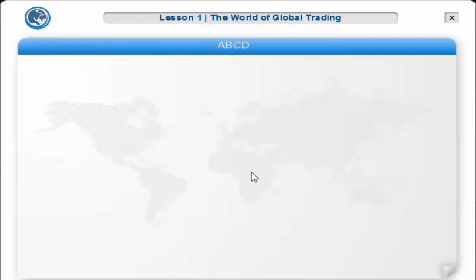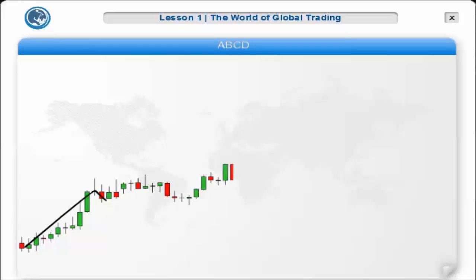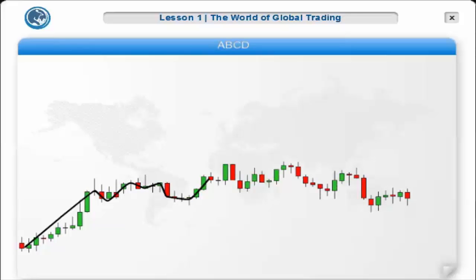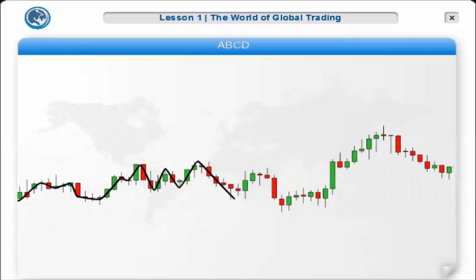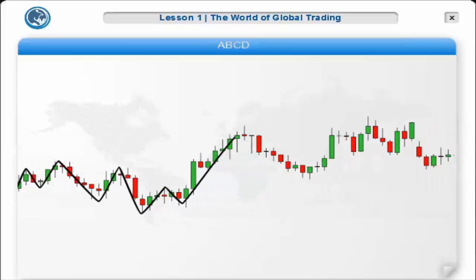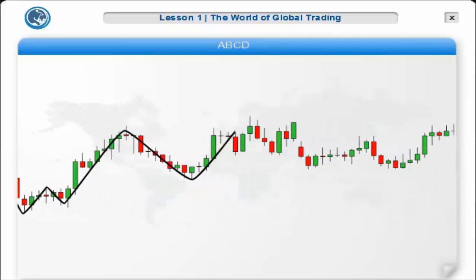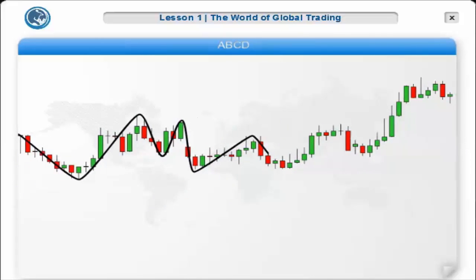A, B, C, D. The market is forever moving in waves. What goes up must come down. What goes down will eventually rise back up. Rises or falls are never absolute. There's always a correction, meaning that at the height of the trend it corrects itself and tries to return to its previous value, and then the price continues in the direction of the trend.